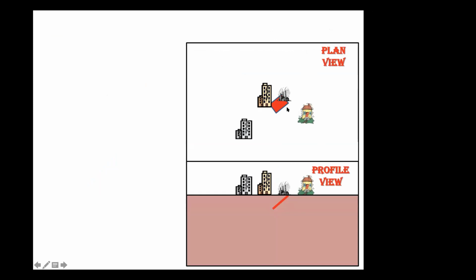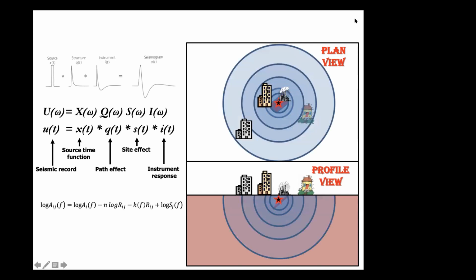If you have a fault like that, and you have the profile view, and again the earthquake happens, and it affects our structures, and as we already said, we have different effects. So in time domain, the seismic record, what is recorded by our instrument, is a combination of source time function, path effect, site effect, and instrument response.